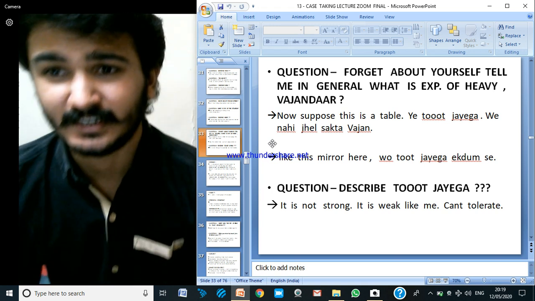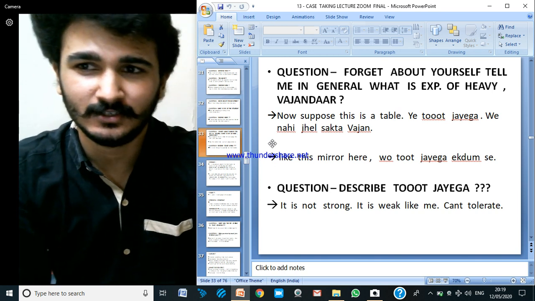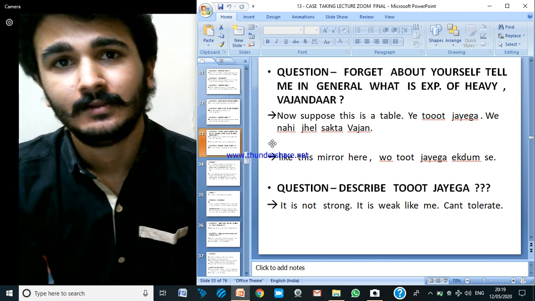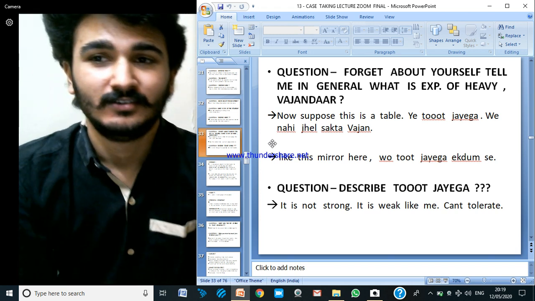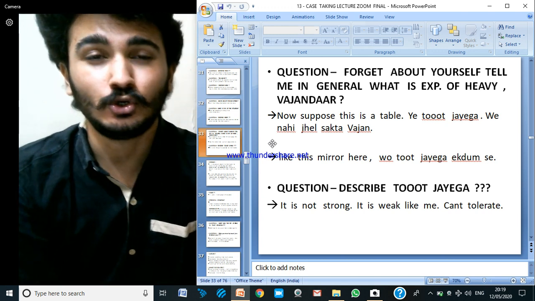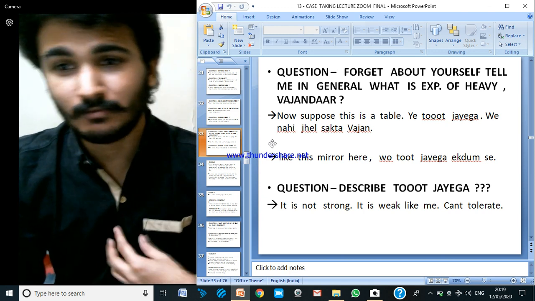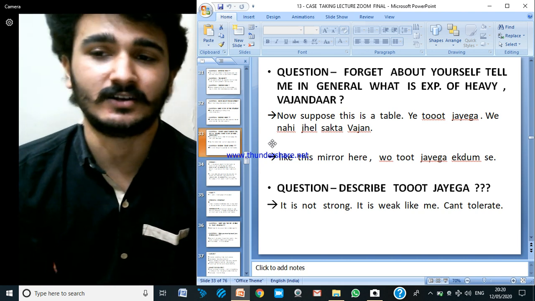So she says, now suppose this is a table. If you keep something heavy on it, it will break. It cannot bear the weight. Or like this mirror, the mirror cannot take heavy weight. It will break suddenly. I am also like that mirror. I am just like this mirror.